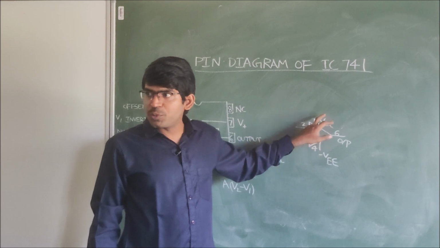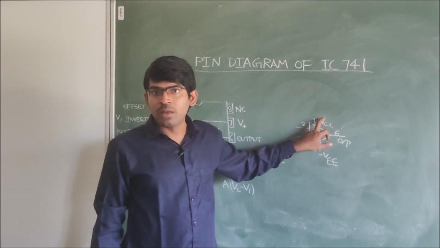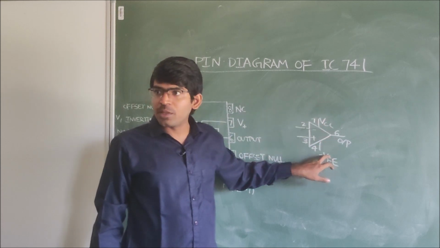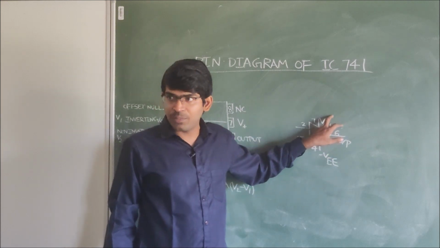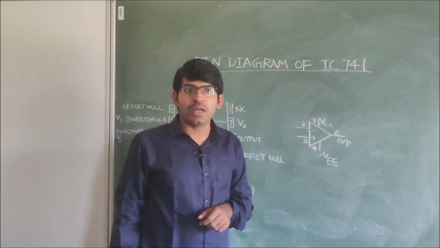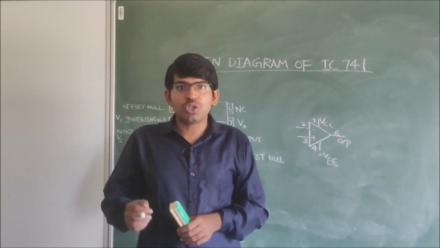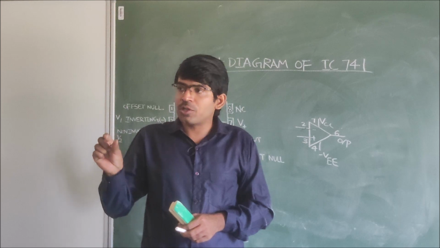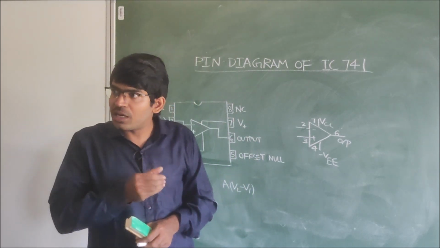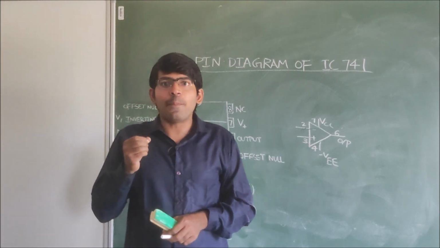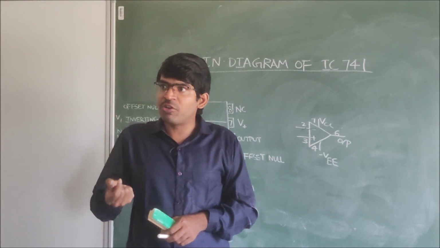Positive supply we give to which pin number? Pin number 7, positive DC supply. For pin number 4, we give the negative DC supply: minus VEE, plus VCC. Output we take at which terminal? Pin number 6. In order to reduce the offset voltage to 0, we connect the potentiometer between which pins? Pin number 1 and pin number 5. This is the pin diagram of operational amplifier, popularly known as the IC741.